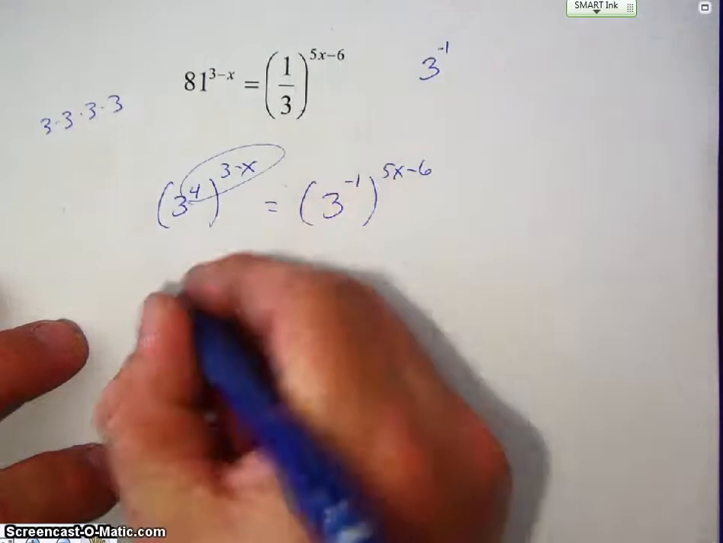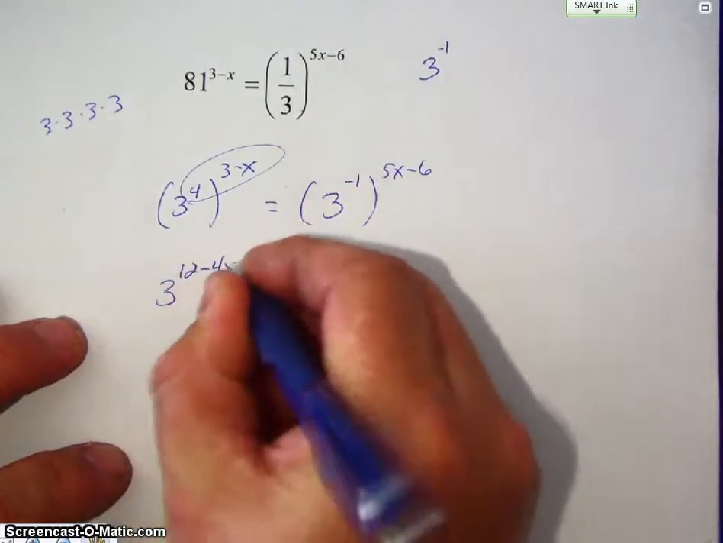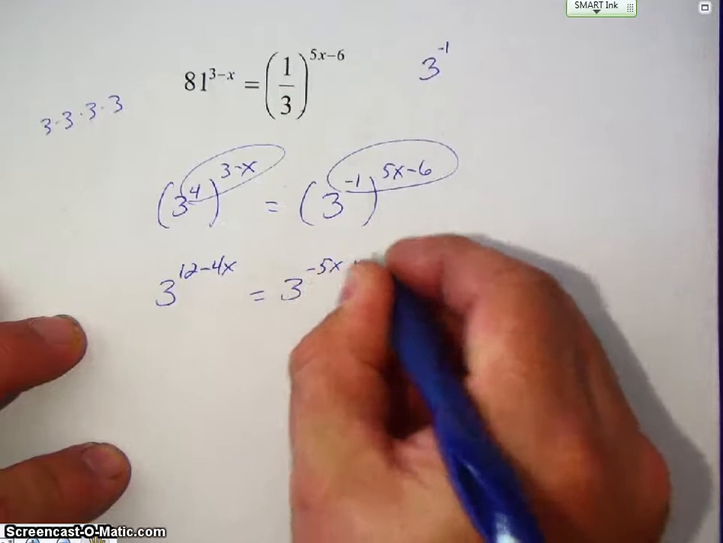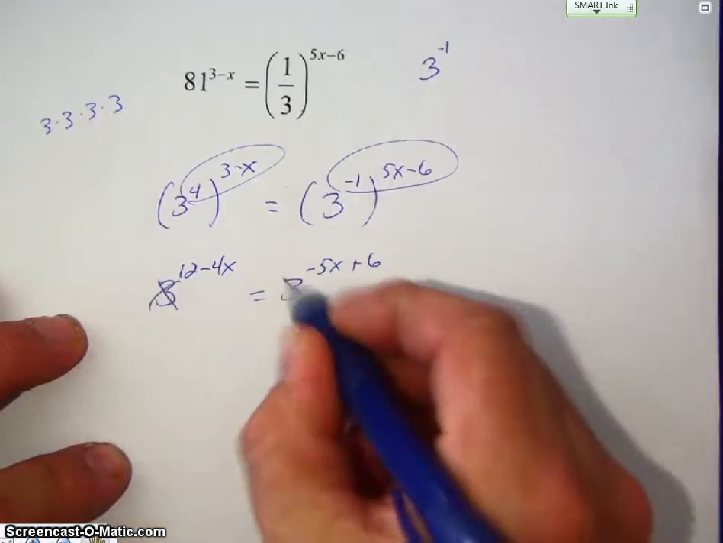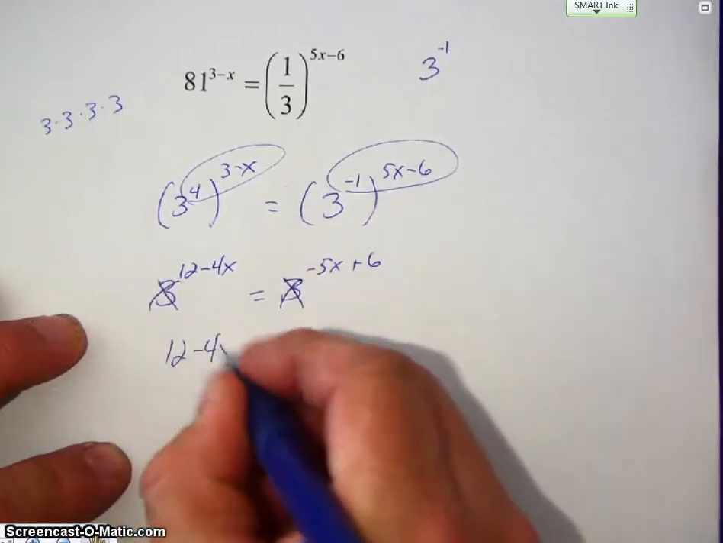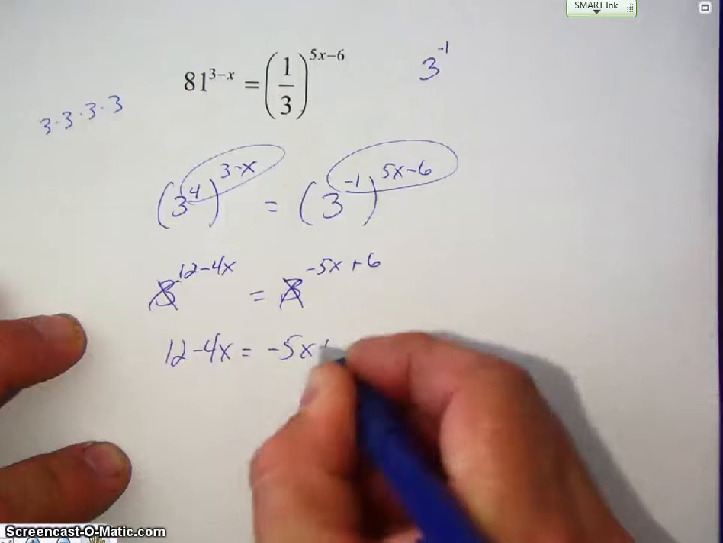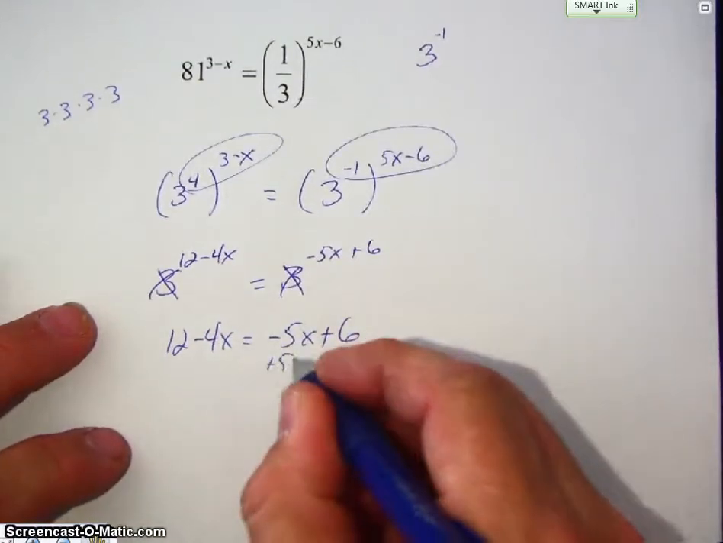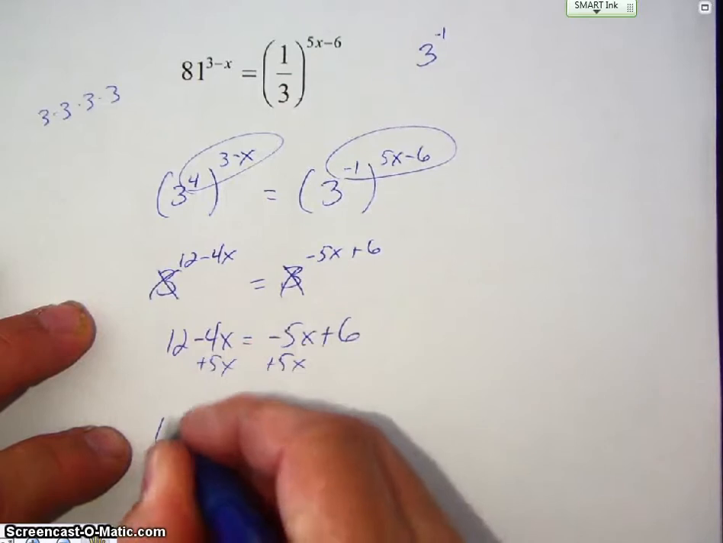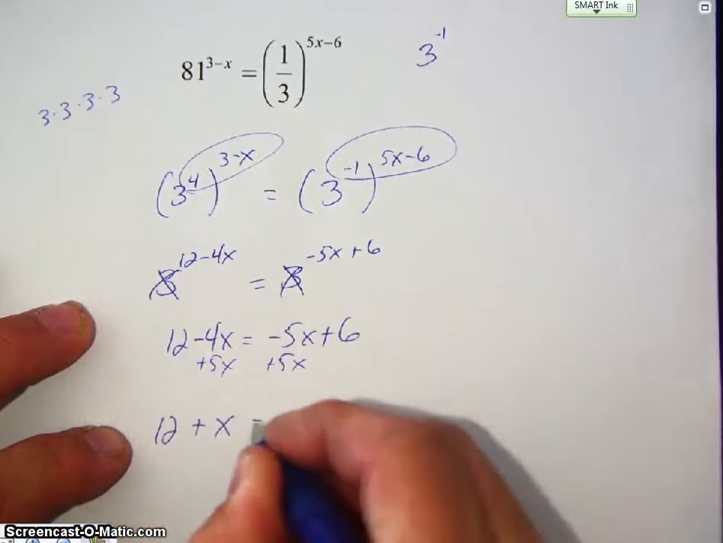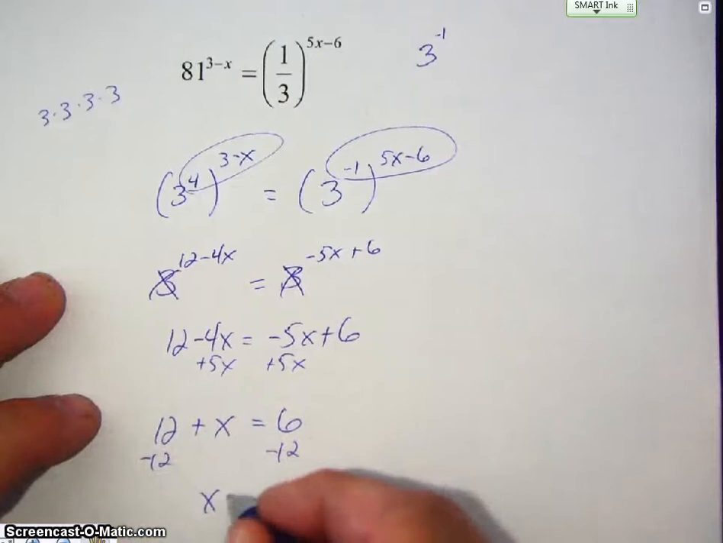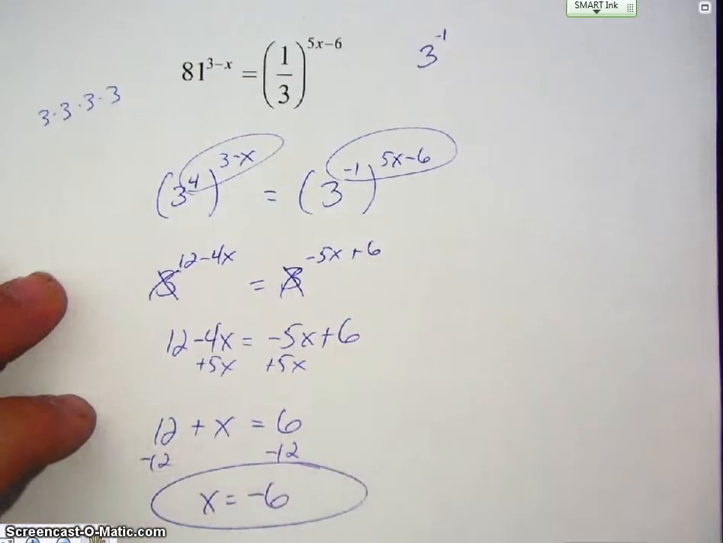All right, so I multiply. Bases are the same, so I can drop the bases. So it'll be 12 minus 4x equals negative 5x plus 6. Let's add 5x to both sides. So I get 12 plus x equals 6. Subtract 12, and there's your answer.